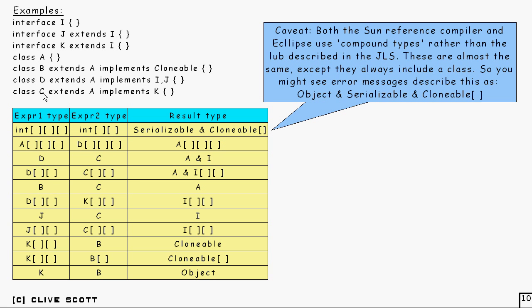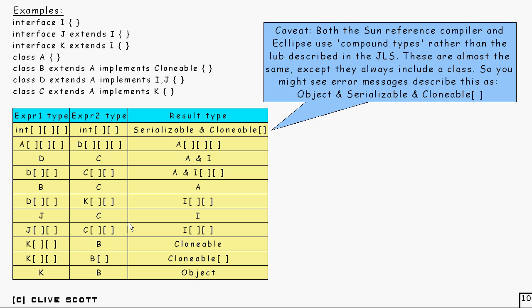What about D and C? What's common between D and C? Well, it's going to be A for a start, and with C, we've got K, K extends I, so I is going to be common as well, and A and I is the type for the result. What about if we make these things into multi-dimensional arrays? Then you just make this thing into a multi-dimensional array, so it's not complicated. What about B and C? B and C have got A in common and nothing else, so it's just A.